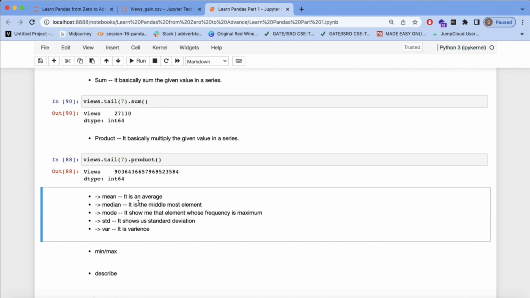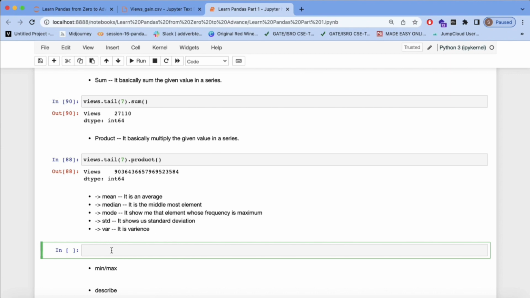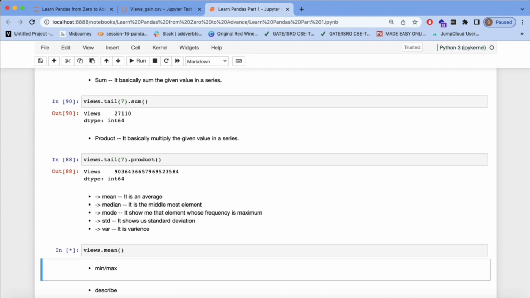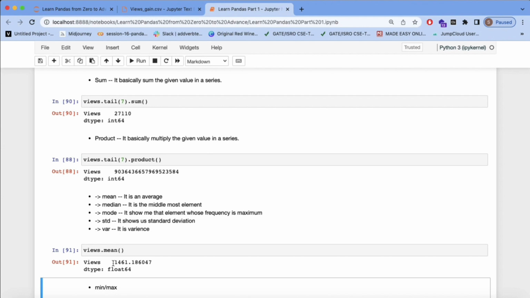Okay, next we are going to see the mean. What does mean do? Mean is just an average. If I want to know on average how many views I get on a regular basis on that particular video, let's suppose views.mean, and when I call it, it means around 1461 views I have earned on a regular basis on that particular video.